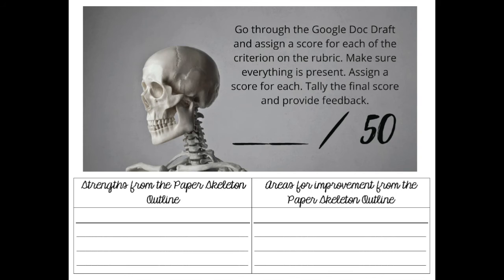Similarly to the other rubric, you are going to write strengths from the paper skeleton outline. For example, maybe he or she did the attention-grabbing opening really well. You can provide feedback on that. And then you're going to add areas for improvement for the paper skeleton outline, little written feedback there. So what areas could he or she improve upon? Maybe they need to go back to the hot spot, the big reveal moment, and slow down and add more descriptive detail. Once you finish this rubric for your peer, you're going to email it to him or her so that he or she can revise based on your feedback.